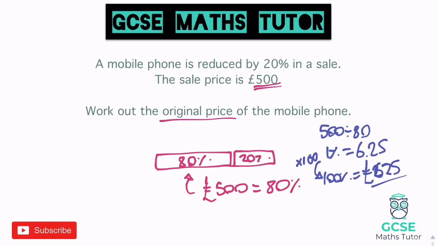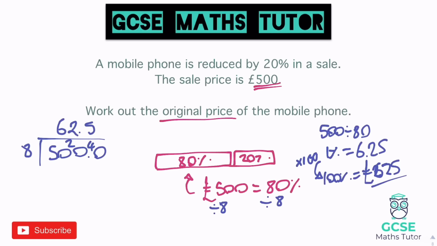Okay, if we don't have a calculator though, we're going to have to think of a different way of doing this. So what we can do is think about dividing this by something to get 10%, and you can divide 80 by 8 to get 10%. So if we divide 500 by 8, we'll also get 10%, and we can do that using a bus stop. So off to the side, 8's into 50 goes 6 times up to 48 with a remainder of 2. It would go into 20 twice up to 16 with a remainder of 4, so we'd have to carry that over, and then 8 goes into 40 five times, so we get 62.5 as 10%.